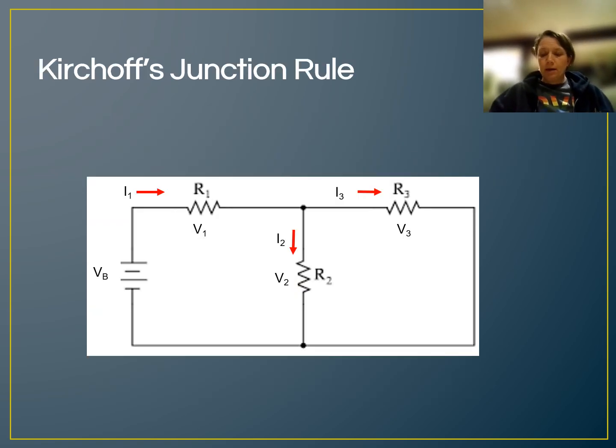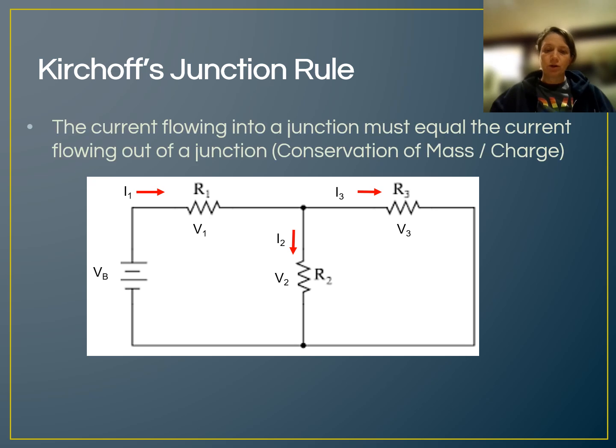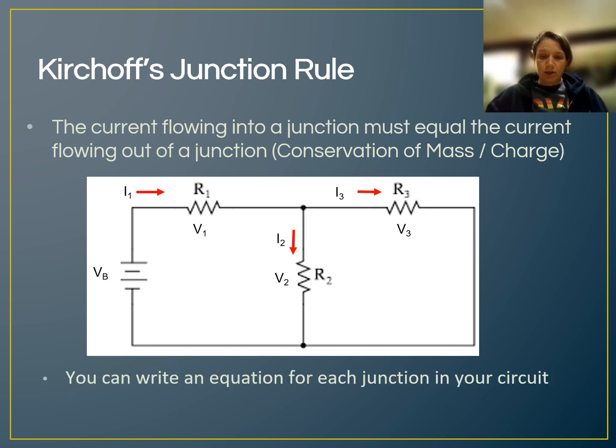After that, the next thing you're sometimes asked to do, or another important step along the way to solving the circuit, is to come up with a formal application of Kirchhoff's junction rule, or write an equation that represents it. Of course, that rule says that the current flowing into a junction must equal the current flowing out of a junction because of conservation of mass. There are two junctions in this circuit, and you can write an equation for each one.